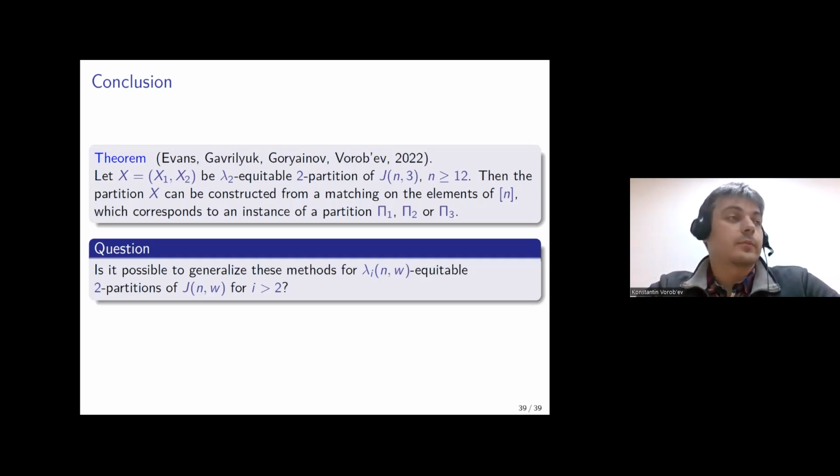And as a question for the future, it's interesting: is it possible somehow to generalize this method, so as to find new lambda i equitable partitions of the Johnson graph for i greater than 2? So we see that i equals 1 was done by Meyerowitz. i equals 2 is also solved in different papers. So the next step is i equals 3, and it is the question. Thank you for your attention.